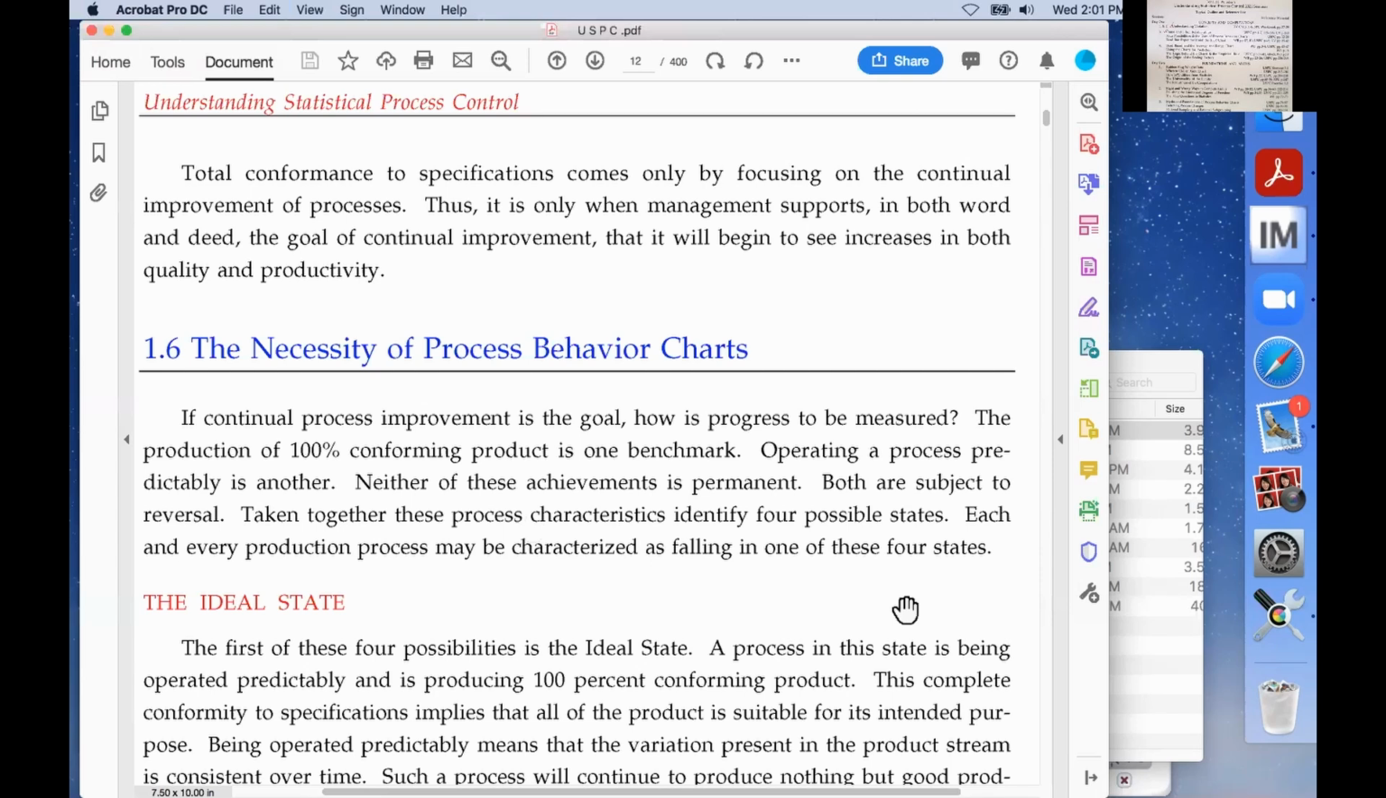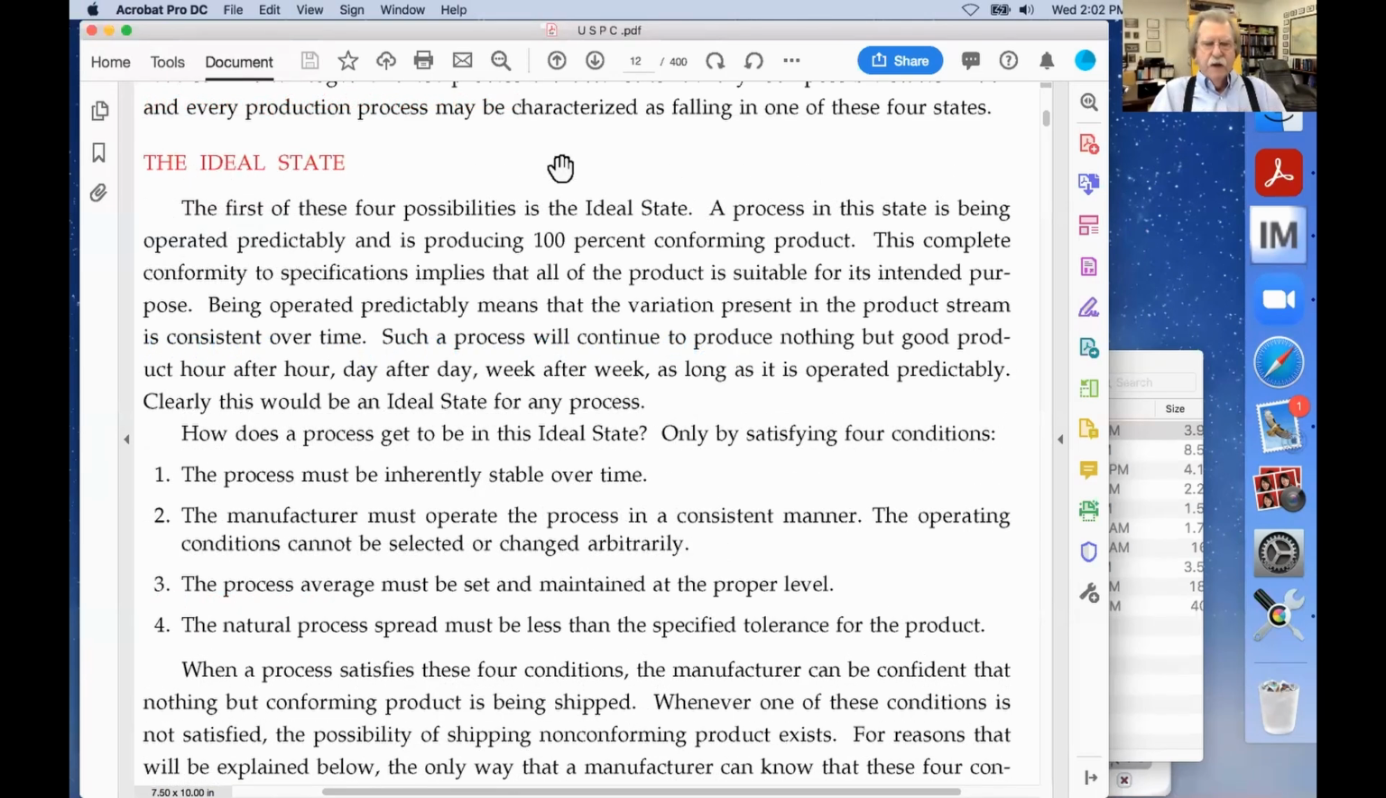So to see how I answered the question, we need to go back in Understanding SPC to page 12, section 1.6. You're going to have 4 things happening before you can be sure you're not shipping any non-conforming product. Your process must be inherently predictable. You've got to operate it predictably. The process average must be at the proper level, and the natural process spread must fit inside the specs.